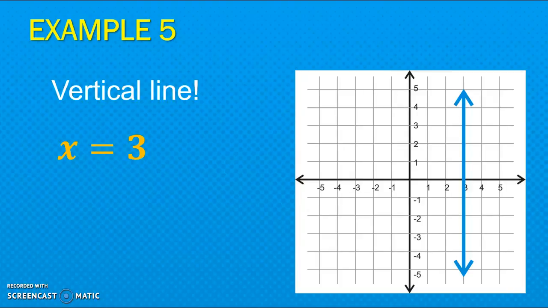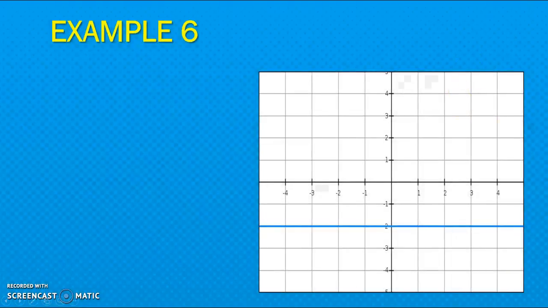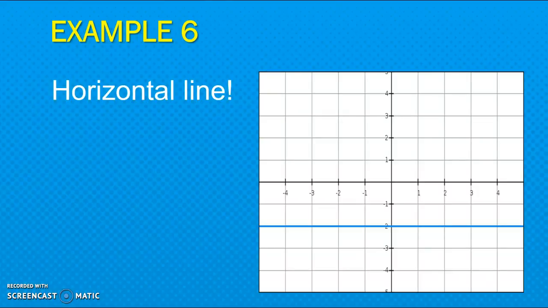Now all you have to keep straight is vertical is x, which means horizontal should be y, which is our next example, example 6. Here's my horizontal line, and I come down and it crosses the y-axis at negative 2. With a horizontal line, we only look at the y value. It crosses at negative 2, so my equation for this horizontal line is y equals negative 2. It's really that simple.